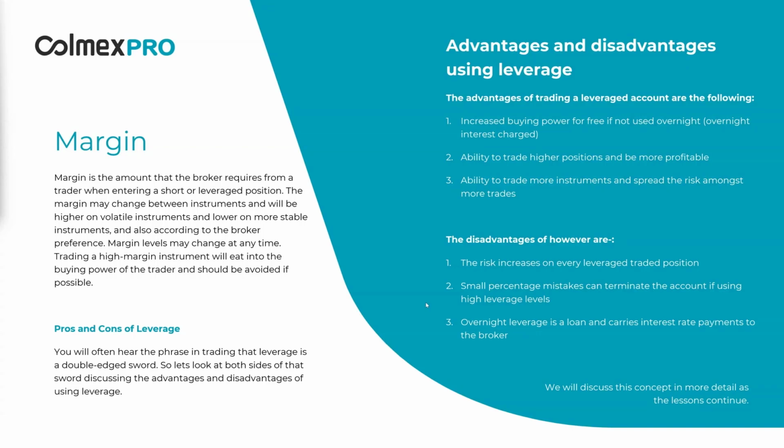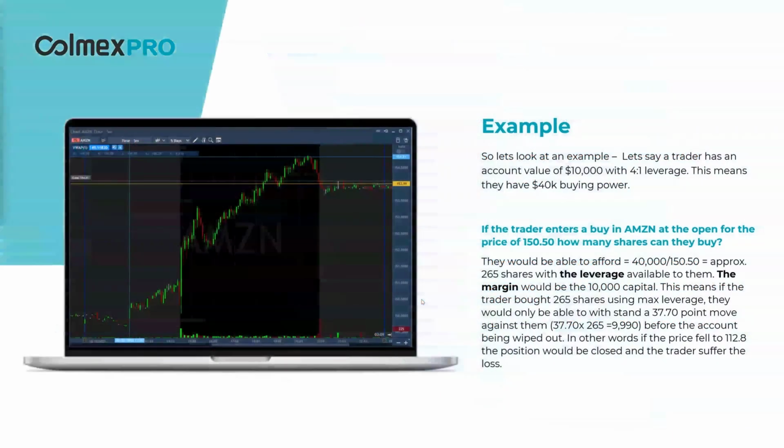We'll continue to discuss the concept of margin and leverage in more detail as the lessons continue. So, in our final section, let's go through an example. So, let's look at this example where a trader has an account value of $10,000 with 4-to-1 leverage. This means that he can purchase instruments up to a maximum of $40,000, or he has $40,000 in buying power.